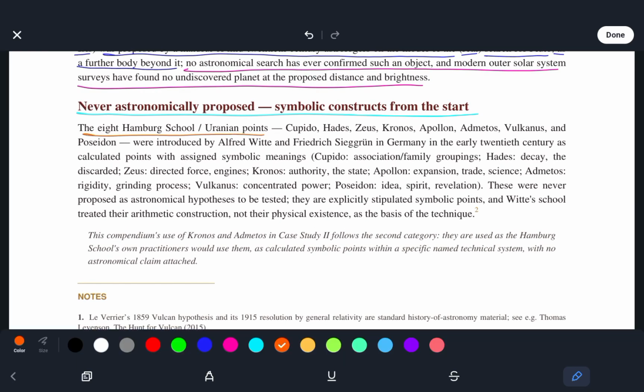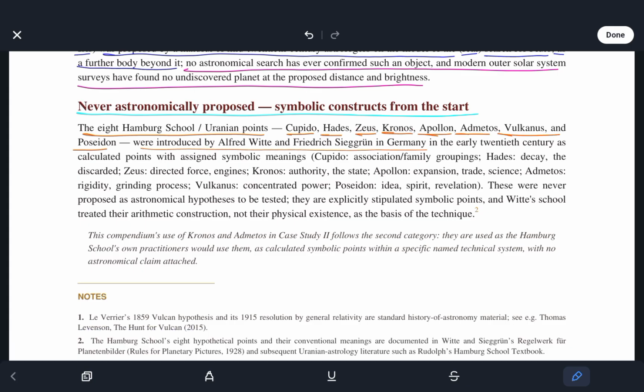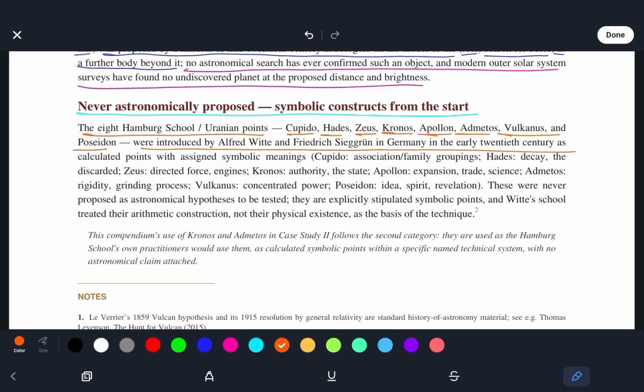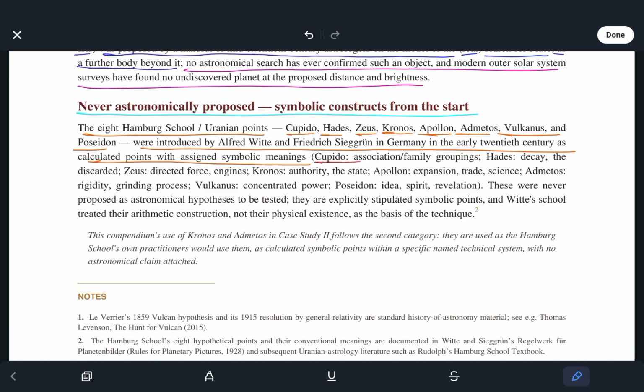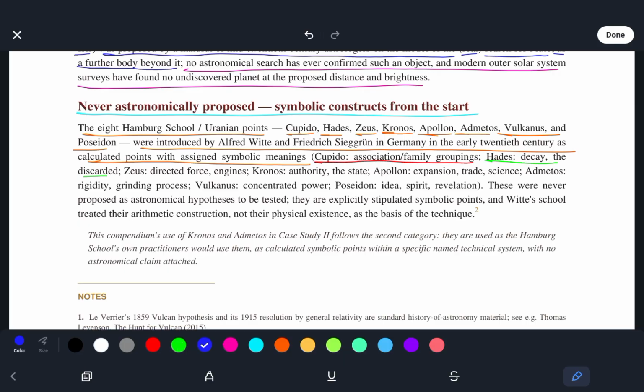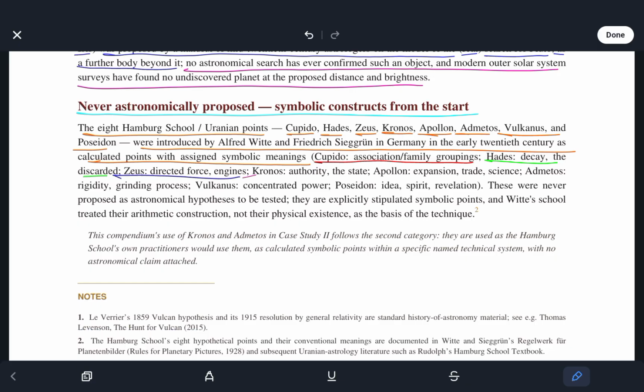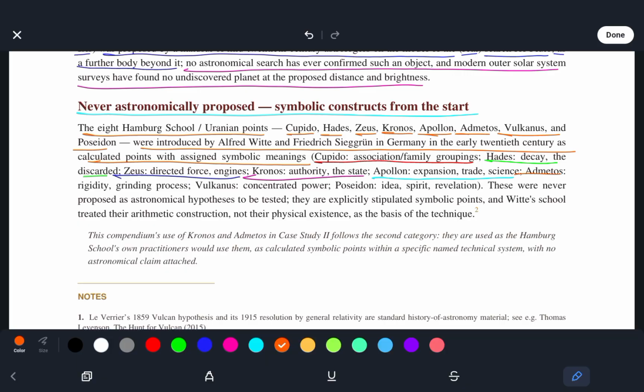The eight Hamburg School Uranian points, Cupido, Hades, Zeus, Kronos, Apollon, Admetos, Vulcanus, and Poseidon, were introduced by Alfred Witte and Friedrich Sieggrün in Germany in the early 20th century as calculated points with assigned symbolic meanings. Cupido, association, family groupings; Hades, decay, the discarded; Zeus, directed force, engines; Kronos, authority, the state; Apollon, expansion, trade, science; Admetos, rigidity, grinding process; Vulcanus, concentrated power; Poseidon, idea, spirit, revelation.